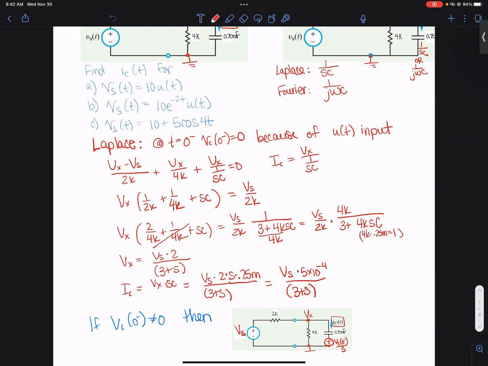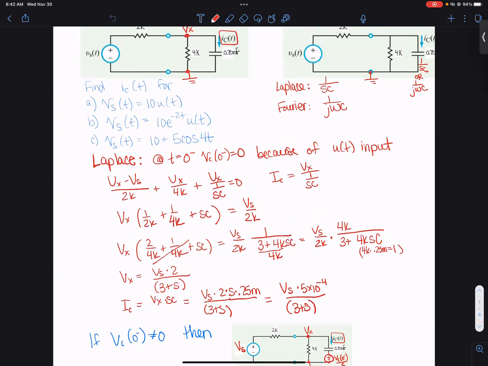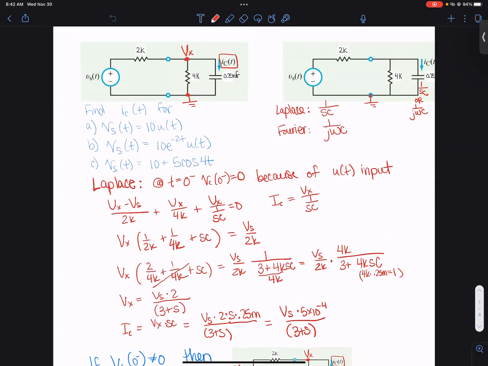Okay, so the equation: this current is going to be VC minus VS over 2K. This current is VX over 4K. And this current is VX over 1 over SC. And then IC will be VX over 1 over SC, which can also be written as VX times SC.